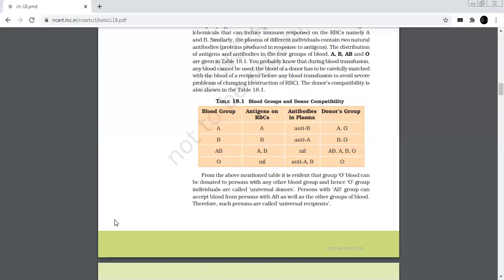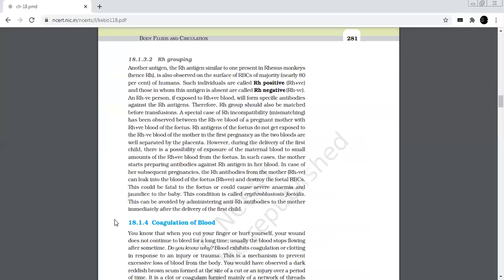Then Rh blood grouping. Apart from the antigens discussed just now, another antigen known as Rh antigen, similar to the one present in the rhesus monkey, is also found on the RBC surface in the majority of humans. Those having Rh antigens are called Rh positive and those without Rh antigen are called Rh negative. Rh group is mandatory to be matched before the transfusion of blood is done. An Rh negative person, if exposed to Rh positive blood, will form antibodies against the Rh antigens.